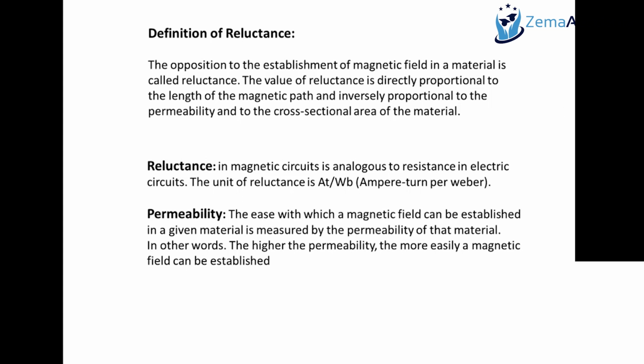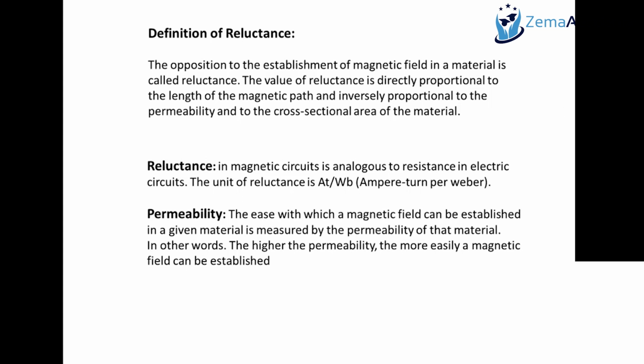So, reluctance unit is ampere turns per Weber. We will look at the standard magnetic circuit formula, which is very much relevant to the electric circuit Ohm's law formula. But what is permeability then?